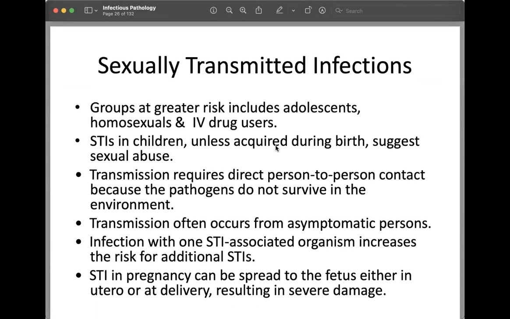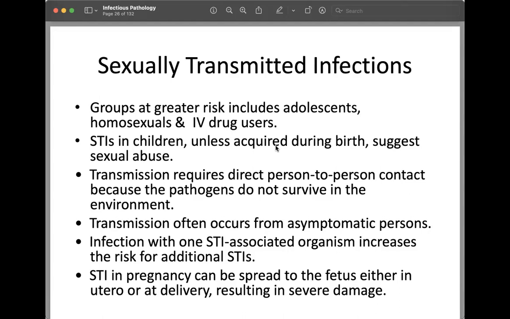Now STIs are important because one of the most important pandemics in the world today, and for the past couple of decades, is HIV/AIDS. Groups at greater risk include adolescents, homosexuals, and IV drug users. Whenever you see sexually transmitted infections in children in the hospital, we usually report it to child support services because unless it is transmitted from mother to infant, usually you will assume child abuse, or sexual abuse.